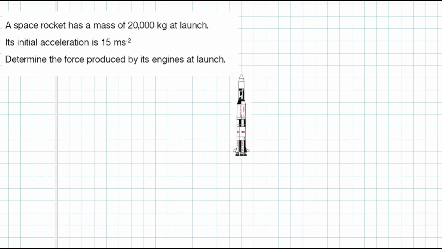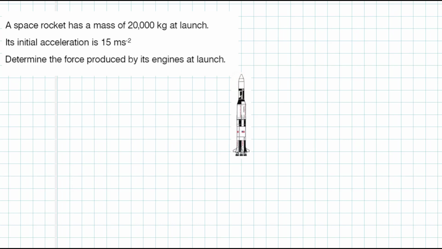Here's a question where we are asked to find the thrust of the rocket, the force produced by the engines at the launch. Now, in order to do this problem, we've got to be able to draw what we call a free body diagram, a diagram which shows the forces acting on the rocket. And we will limit ourselves just to forces acting vertically on this rocket.